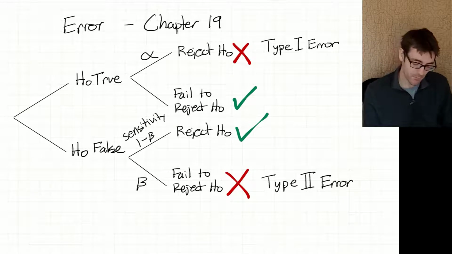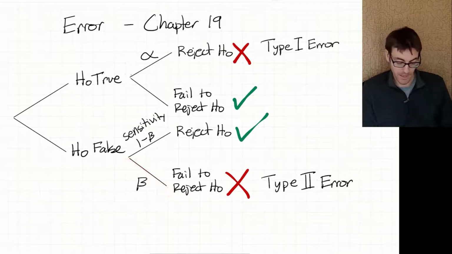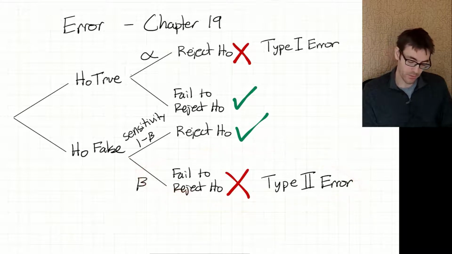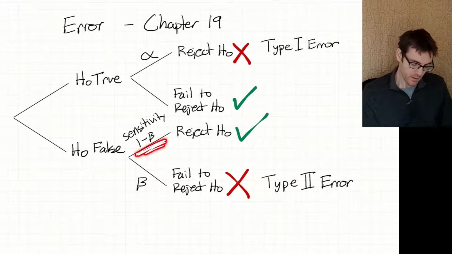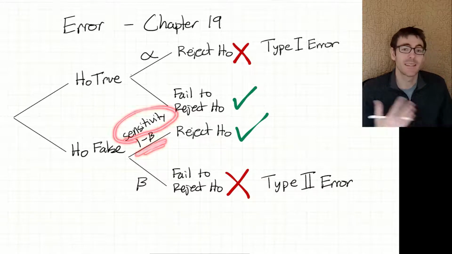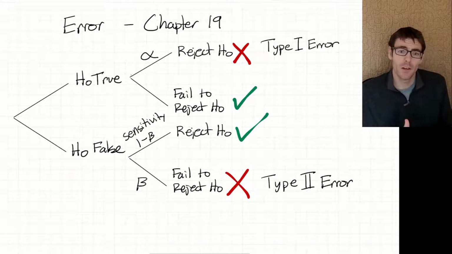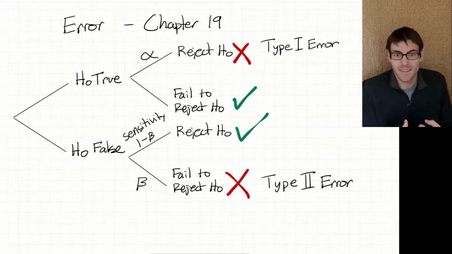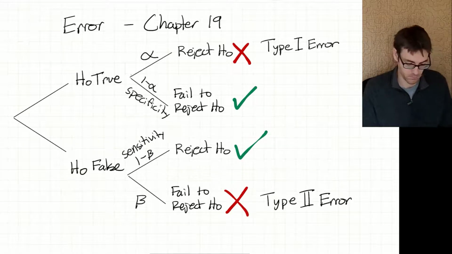All right, so we have a name for this other probability. If there's a probability of beta of making a type 2 error, then the probability of not making a type 2 error is 1 minus beta. This we're going to call the sensitivity of the test. If the null hypothesis is in fact wrong, this is how likely it is that we pick up on that fact, how sensitive our test is.